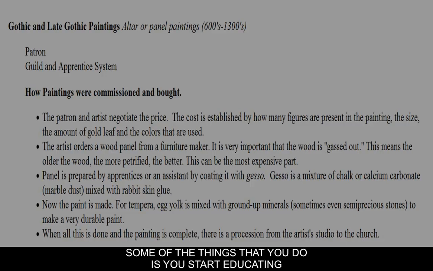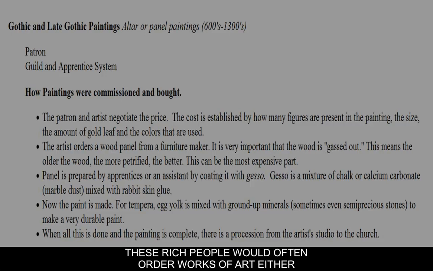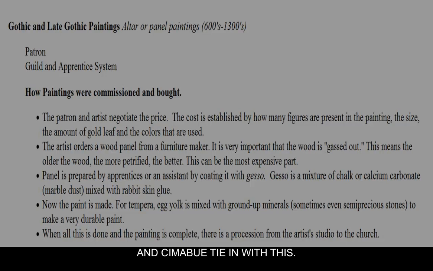Some of the things that you do is you start educating your children. You send them to schools, and you also make sure that they know math and science really well. You also will be familiar with other cultures, and you'll also be so wealthy that you'll be kind of self-important. And so instead of this communal aspect of building Gothic cathedrals and churches, these rich people would often order works of art either for their own private use as a private altar, but also sometimes to dedicate them to the church. And so the altars that we looked at by Giotto and Cimabue tie in with this.